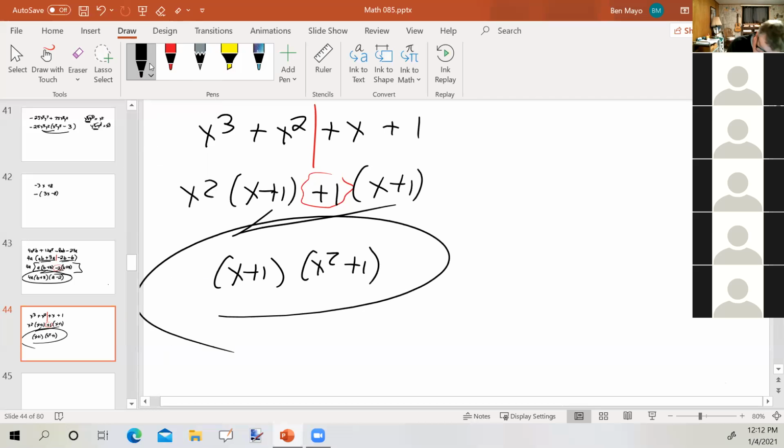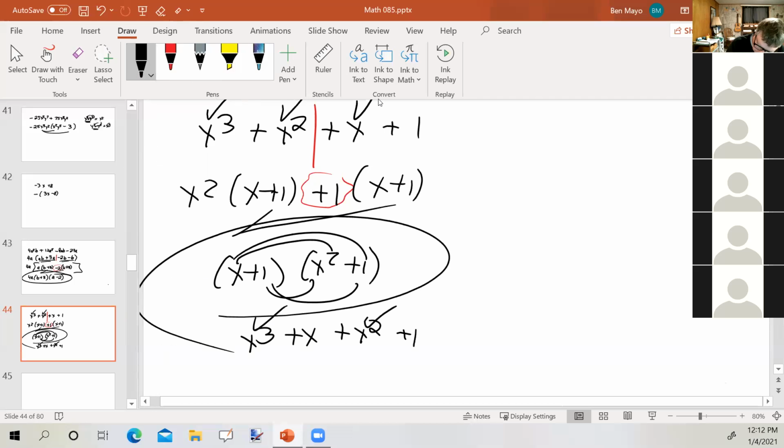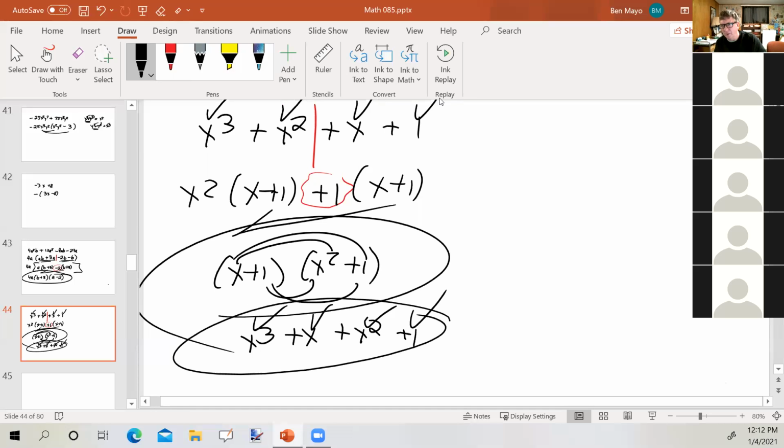Again, how would you check your work? FOIL it back together: x cubed plus x squared plus x plus 1. There's that one, there's that one, there's that one, and there's that one. So even though it didn't come out in standard form when I FOILed it back together, I could rearrange the terms and make it so.